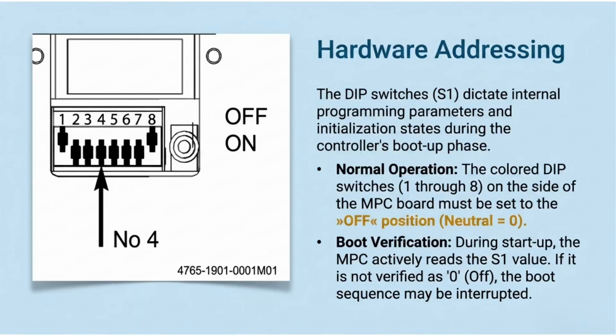For hardware addressing, the controller uses a block of DIP switches labeled S1. There is one absolute rule for normal operation. All colored DIP switches 1 through 8 must be set to the off or neutral 0 position. During startup, the MPC actively reads the S1 value. If it isn't verified as 0, the boot sequence will be interrupted.